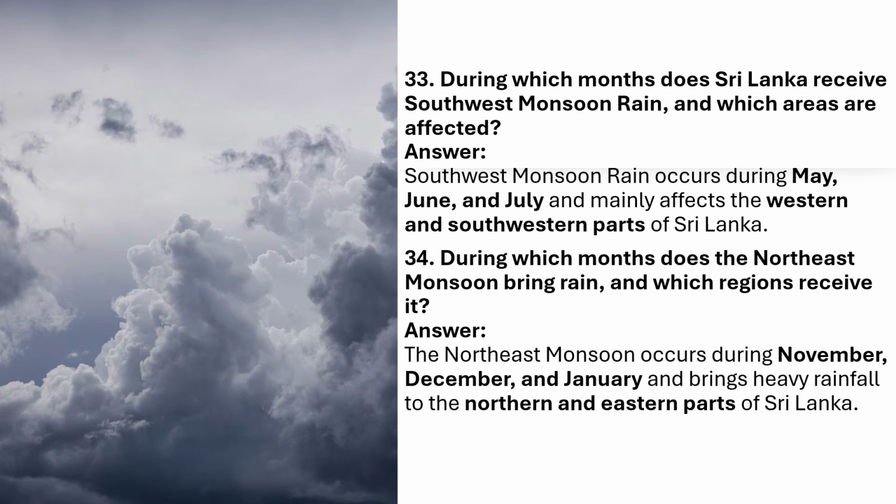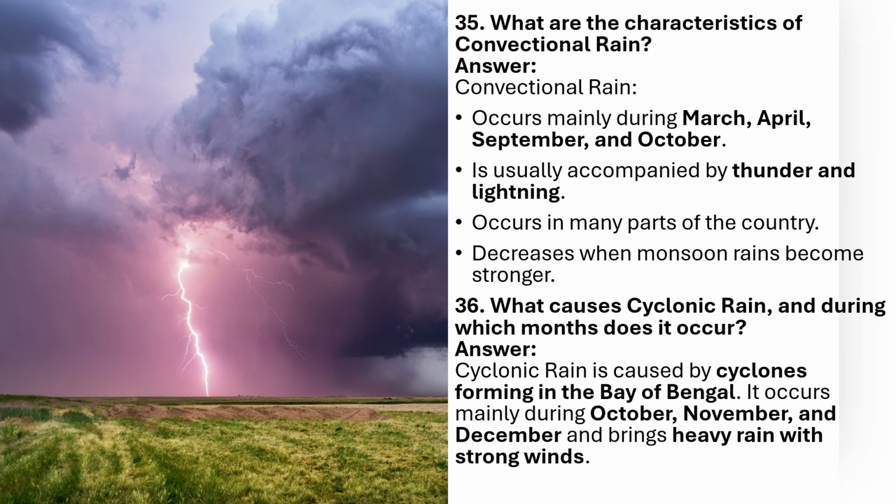of Sri Lanka. What are the characteristics of convectional rain? Answer. Convectional rain occurs mainly during March, April, September, and October, is usually accompanied by thunder and lightning, occurs in many parts of the country, and decreases when monsoon rain becomes stronger.